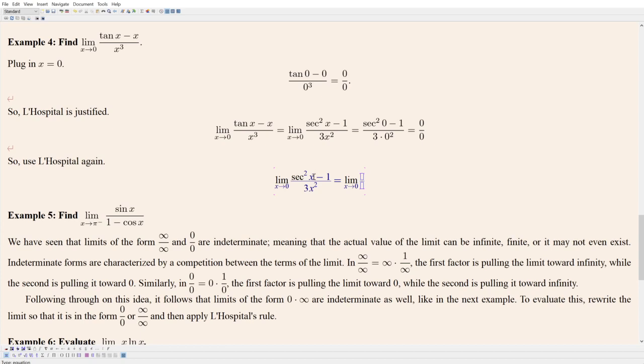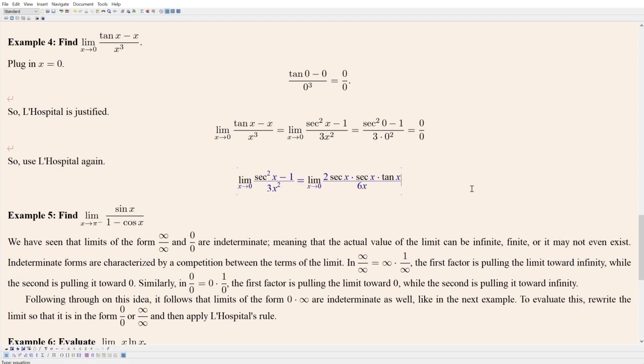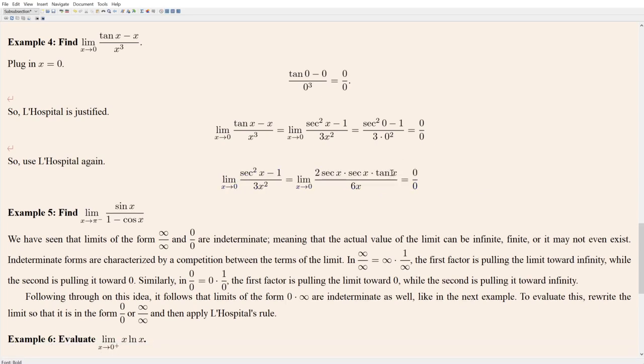So what is the derivative of secant squared? So we have to use the chain rule here. So that is 2 secant, so that's differentiating the power, times the derivative of secant, which is secant tangent. Like so. Derivative of minus 1 is just 0. Derivative down here becomes 6x. So it seems like, once again, we're going to end up getting 0 over 0. Right? Because tan at 0 is 0. Plugging in 0 here gives 0 as well.